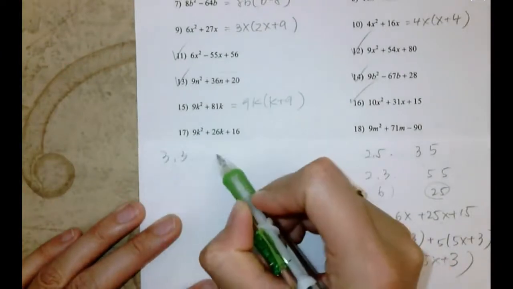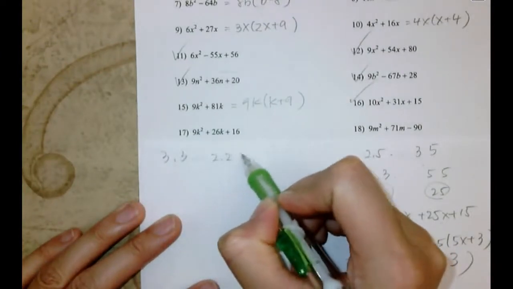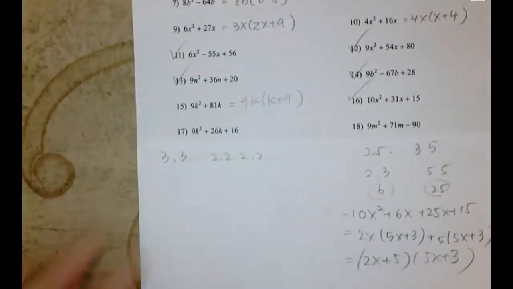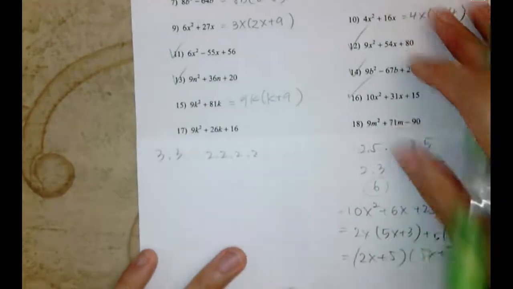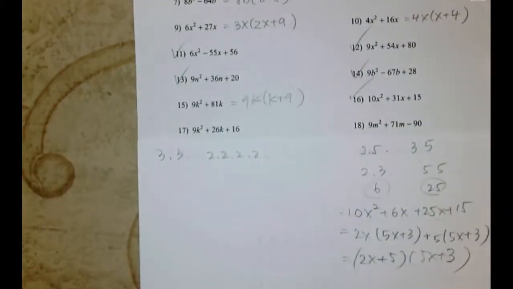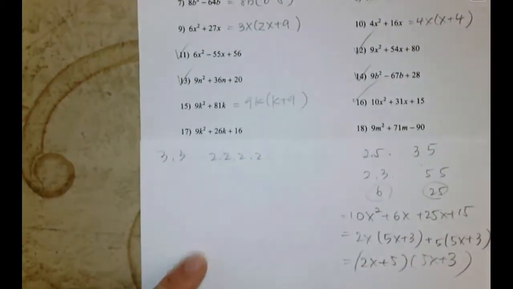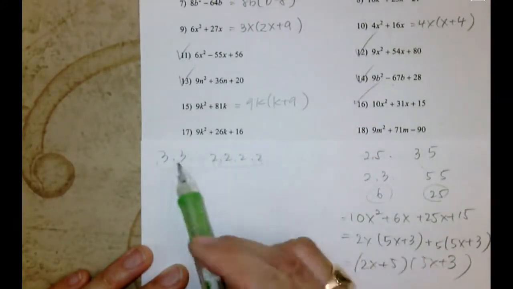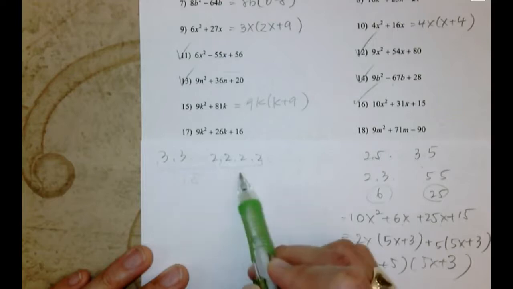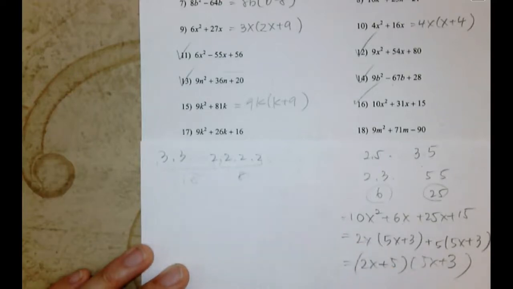3, 3, 2, 2, 2, 2. All right, so those are 6 factors. Okay, and then you want to get to 26. And since these are all positives, 2 positive numbers add up to 26. Let's try 8 and 18. Is it 26? Yeah, okay.